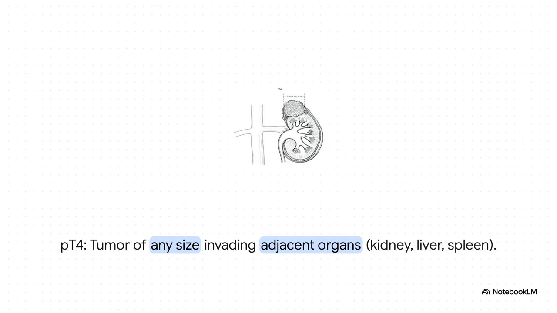And that brings us to pT4, the most locally advanced stage. Again, any size tumor can be a pT4, but now it has taken that aggressive step of directly invading adjacent organs, chewing into the kidney, the spleen, the pancreas, or it's gotten into major blood vessels like the vena cava. This is a whole different level of bad news.